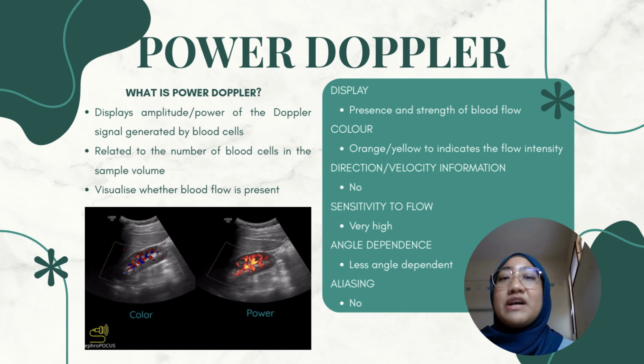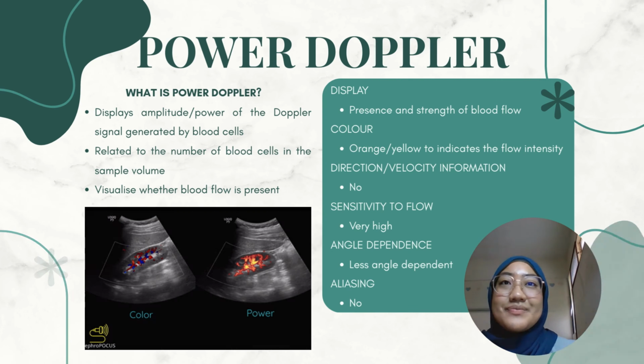To highlight the advantages and differences between power Doppler and color Doppler, firstly, we can take a look at the display. In power Doppler, it displays the presence and strength of blood flow. If in color Doppler we have red and blue, in power Doppler we have orange or yellow to indicate the flow intensity like turbulence or laminar. In power Doppler, we have no direction or velocity information. However, power Doppler is highly sensitive to flow, and it is also less angle dependent and has no aliasing.